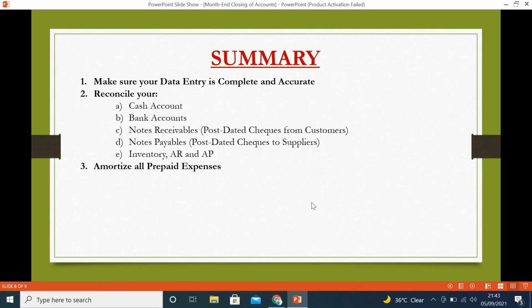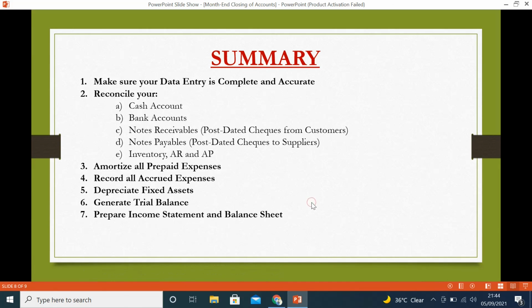At third step, you will go and amortize all prepaid expenses. At fourth step, you will record all accrued expenses. Step 5, you will depreciate your fixed assets. Step 6, you will generate the trial balance. And finally, you will go and prepare your financial statements, that is the income statement and the balance sheet.